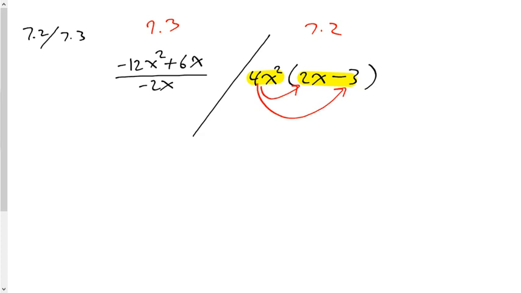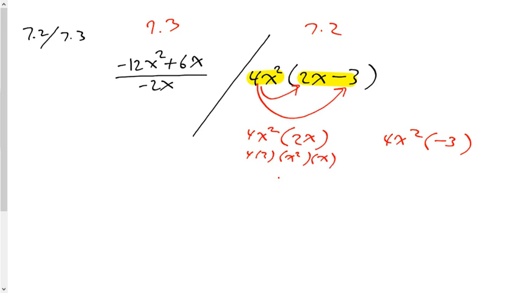So when I write those arrows, I'm going to remind myself that it's going to be 4x squared multiplied by 2x, and it's going to be 4x squared multiplied by -3. Those are the two 7.1 questions I'm going to do to bring them together. Rearrange them using the associative in your head. You're going to end up with 8x cubed. Rearrange them in your head. You're going to end up with -12x squared. When you bring those together, your solution will be 8x cubed minus 12x squared.